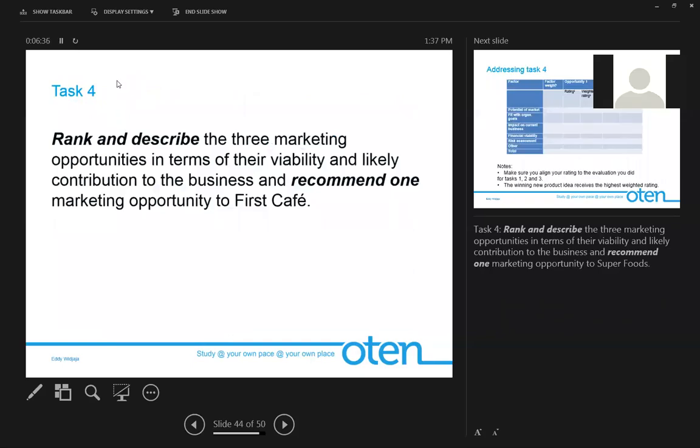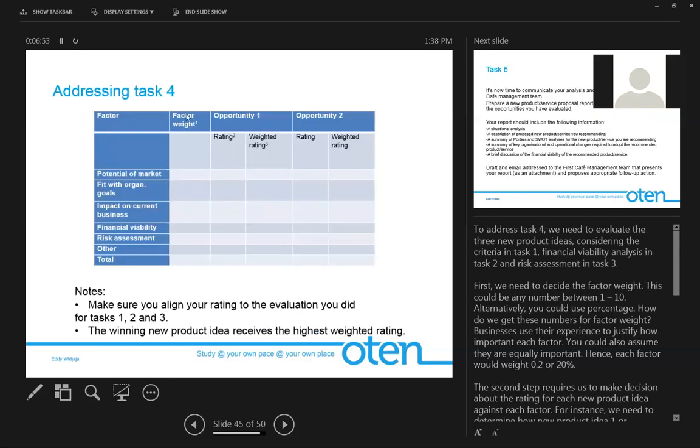Now, we've come to the last task, which is basically to rank and describe the 3 marketing opportunities. Sorry, my apologies, the 2 marketing opportunities, or 2 new product or service ideas. Right? So we need to rank them. Okay. In doing so, please use this template. The reason why you need to use this template is because this template has incorporated the importance of each factor that we analyze, and also how each new product or service idea delivers the factor. How do they perform against each factor?